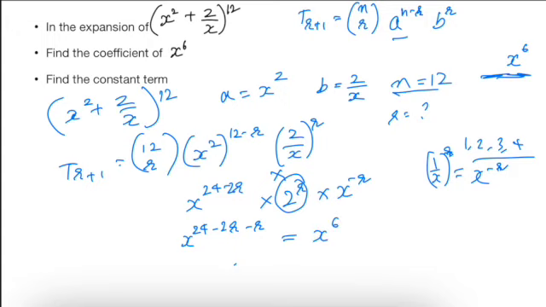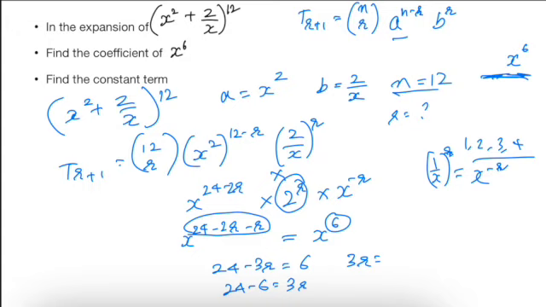Only then we can find the coefficient of x to the power 6, right? So we're just going to equate this and try to find the value of r. This becomes 24 minus 3r is equal to 6. So 24 minus 6 is equal to 3r. 3r is equal to 18. r is equal to 6. So we found out for the value r is equal to 6, which means the 7th term.